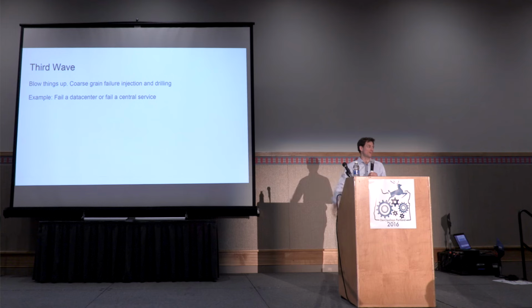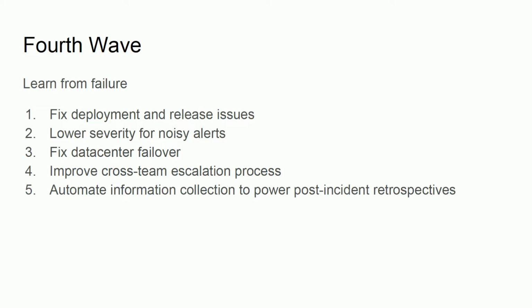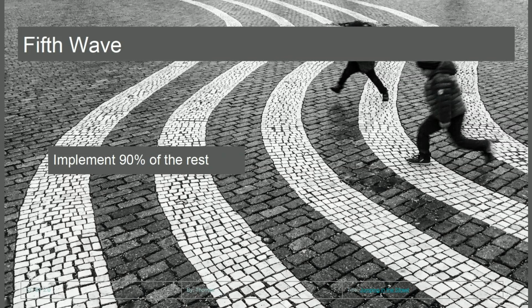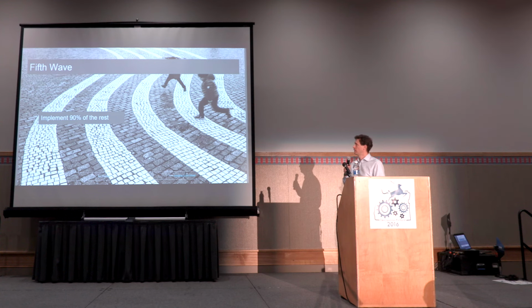The third wave is blow stuff up. So what happens when you blow stuff up is you validate all the checklist items. So you get alerts. Do the alerts go to the right people at the right time? Are you using the test system? Are you using the production system? So blowing things up actually helps drive validation. And the fourth wave is fixing things. You can fix your release items after you blow it up, lower severity of noisy alerts, improve escalation process across teams. And then the fifth one is just to implement the rest, whatever your rest is.